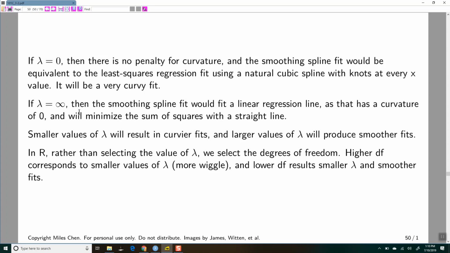Because a linear regression fit will have no second derivative, and so it's going to fit basically a straight line, okay? And then everything in between is going to be something between a wiggle and a straight line, and again, what value of lambda do we pick? I don't know. We probably use cross-validation.